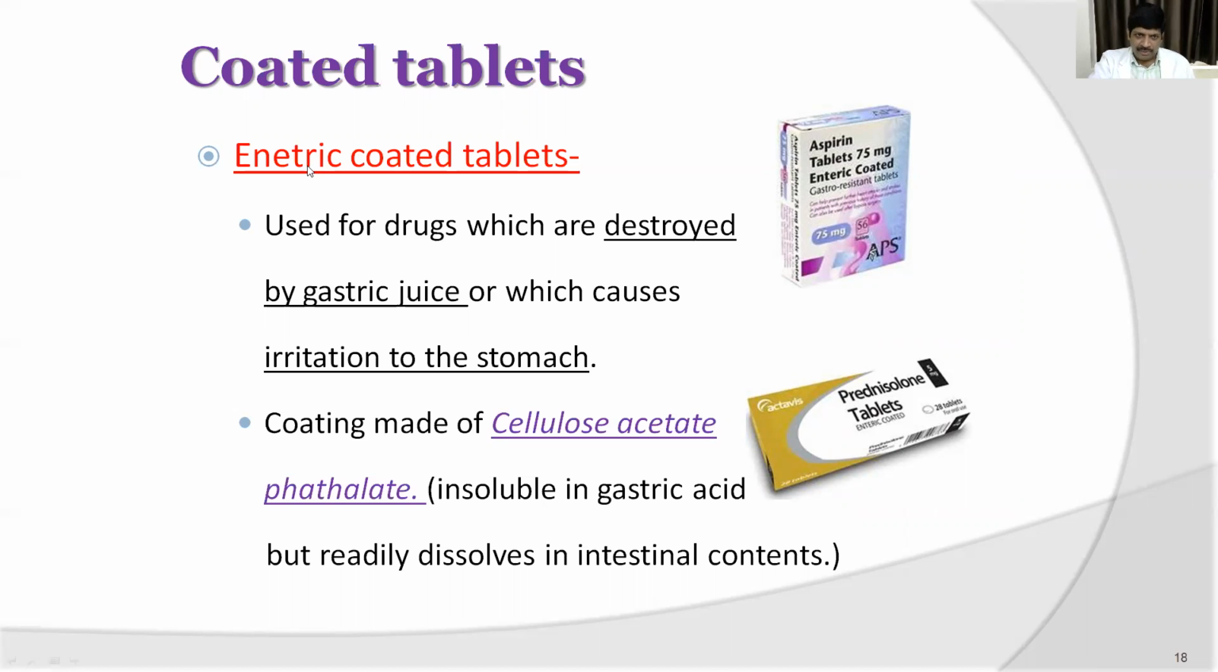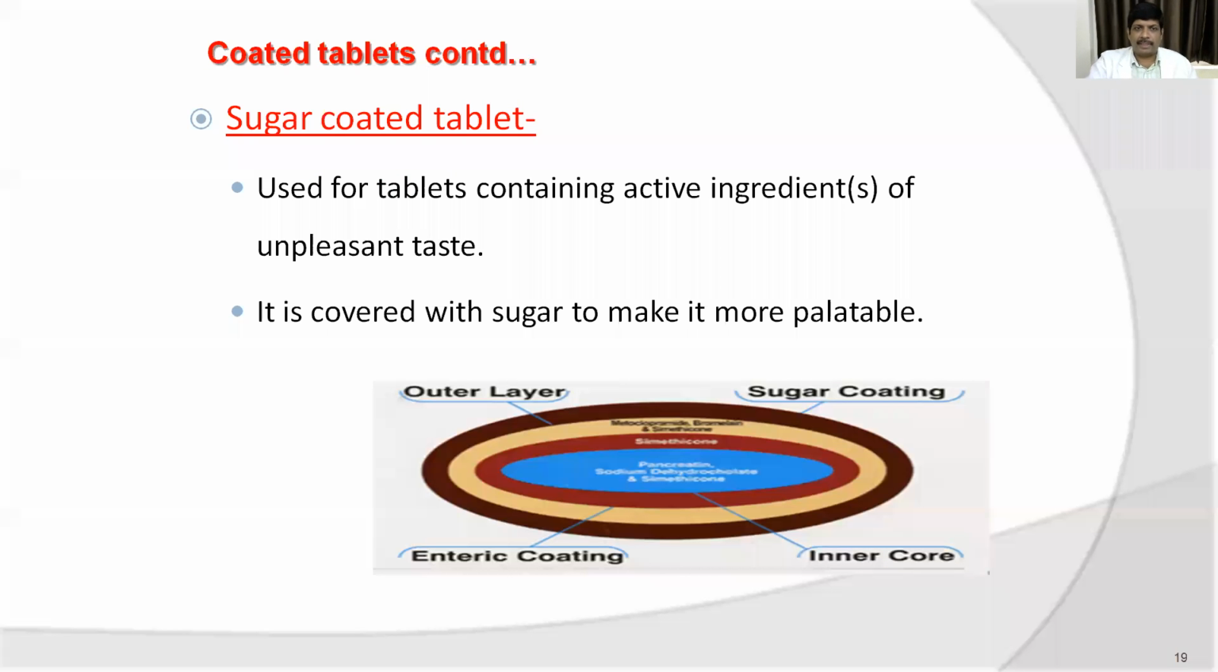This coating is meant for the drug to resist the gastric acid and go to the small intestine, from where it will be released. So this coating is being done. Cellulose acetate phthalate coating is put on the tablet to give a new dosage form, which is called the enteric coated tablet.